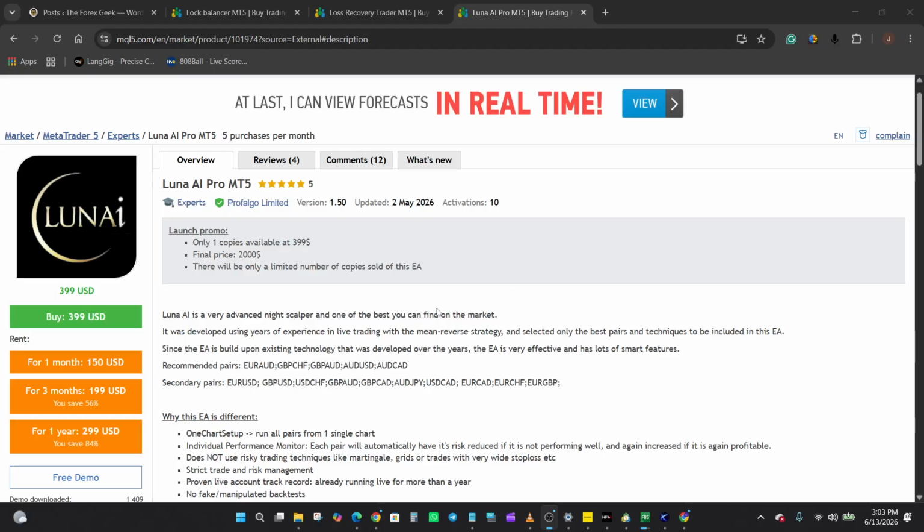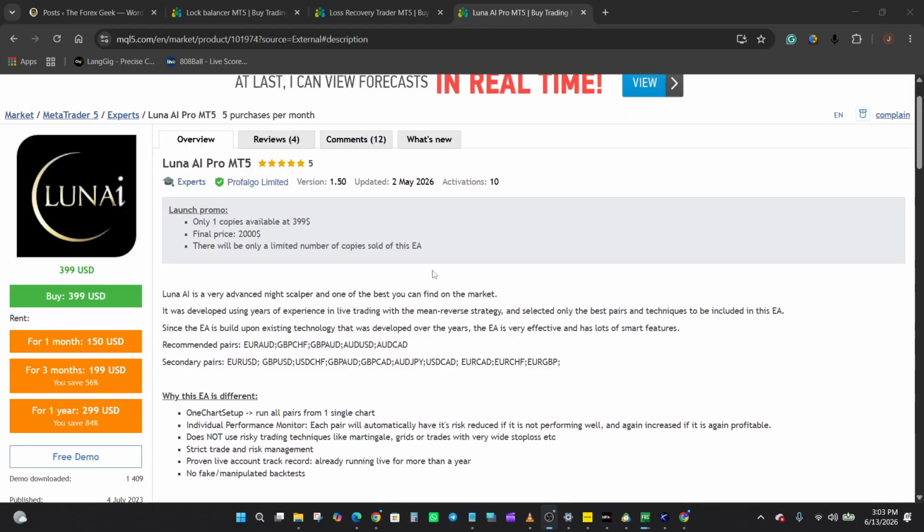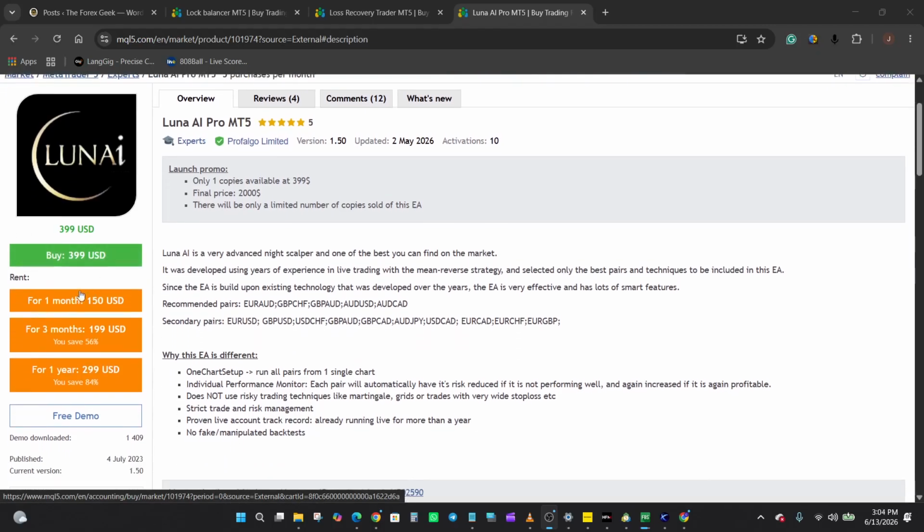So starting here on the MQL5 Marketplace page, we can see the EA is developed by Profalgo Limited and is currently listed at a promotional price of $399, with rental options available for 1 month at $150, 3 months at $199, and a year at $299. The current version is 1.5, updated on May 2nd, 2026.